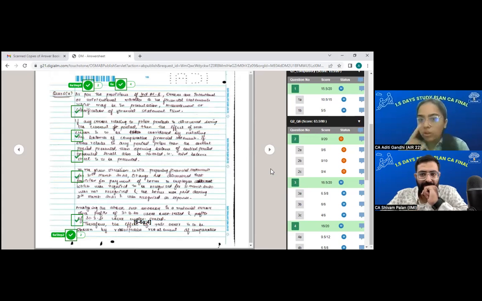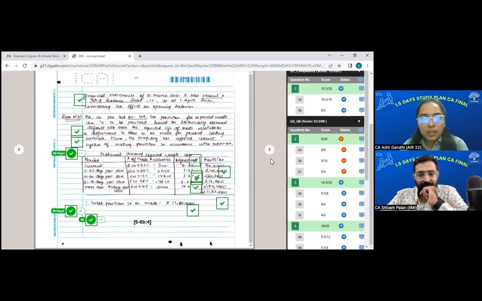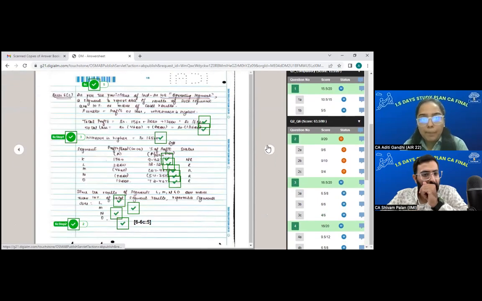I scored 4 out of 5 marks in this question. So according to me, this is the best presentation for theory questions. And the general entry question.